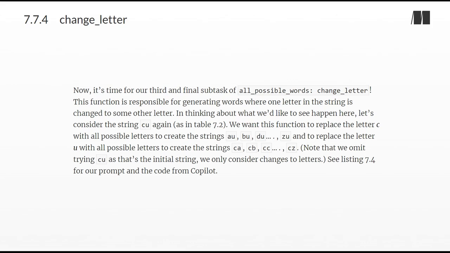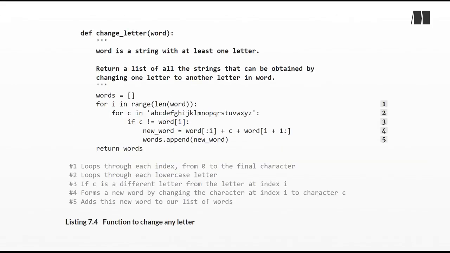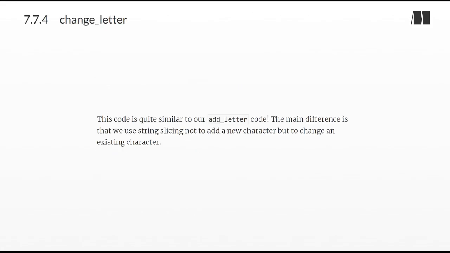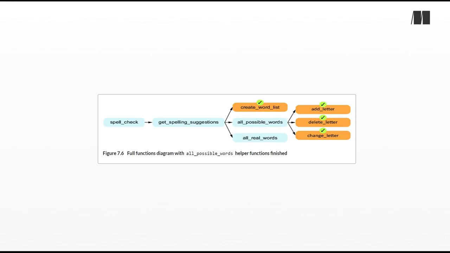See listing 7.4 for our prompt and the code from Copilot. Listing 7.4. Function to change any letter. This code is quite similar to our add letter code. The main difference is that we use string slicing not to add a new character, but to change an existing character. At this point, we've completed the three functions we need to implement all possible words. Check out figure 7.6, where we've marked off the substantial progress that we've made. We'll next tackle all possible words. Figure 7.6. Full functions diagram with all possible words helper functions finished.